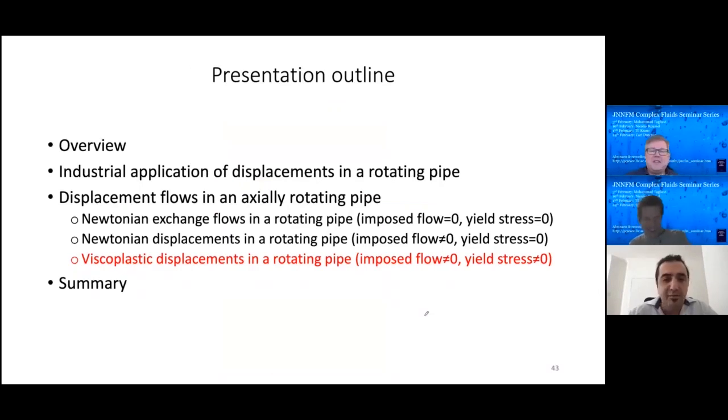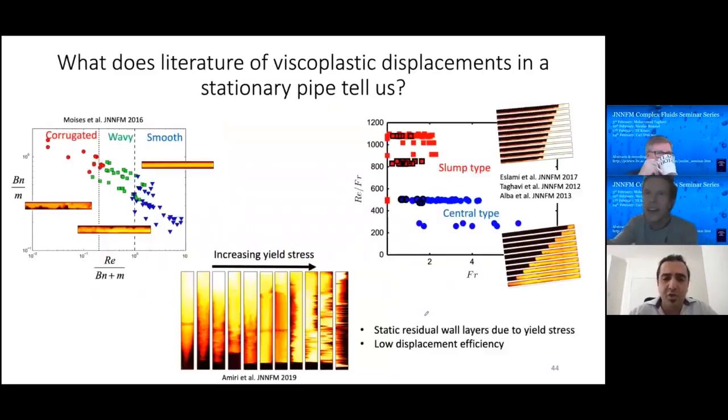So let's move on to the viscoplastic results, which are shorter because of the time, but I can explain further if needed. Before diving into the results, let's try to understand what the literature tells us in terms of displacements in a stationary pipe. Non-buoyant displacements have shown the presence of corrugated, wavy, and smooth displacements. Buoyant displacements of viscoplastic fluids have shown slump type and center type displacements. And the recent work of Amiri has shown that if you increase just a single parameter, the yield stress in the fluid, you can achieve a variety of different displacements.